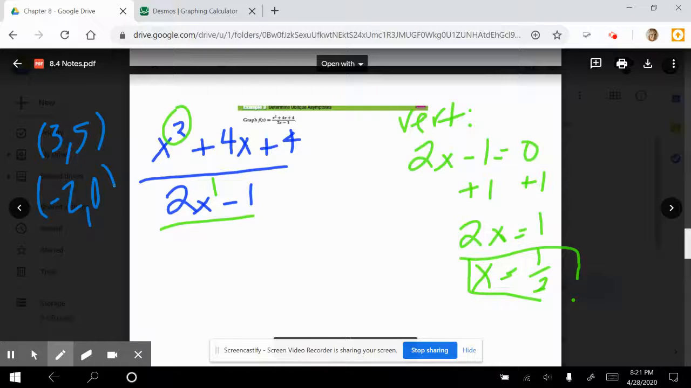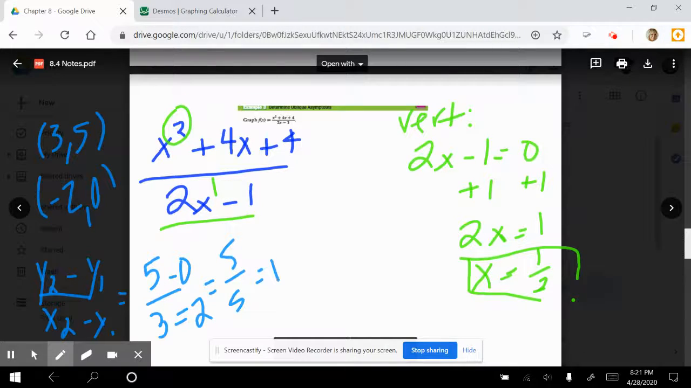If I was going to find the slope, remember that's change in y over change in x, right? So that would be 5 minus 0 over 3 minus -2, which would be 5 over 5, which is equal to 1. So our slope would be 1, so it'd be y equals 1x. And then what would I add? If I multiply -2 by 1, what would I add to this number to make it equal to 0? Or the same for 3: 1 times 3 is 3, plus what equals 5? Well, that would be 2.